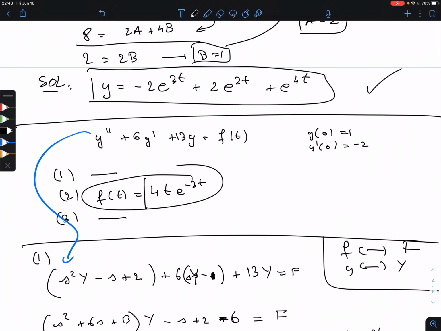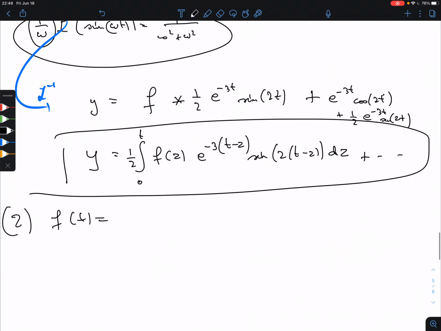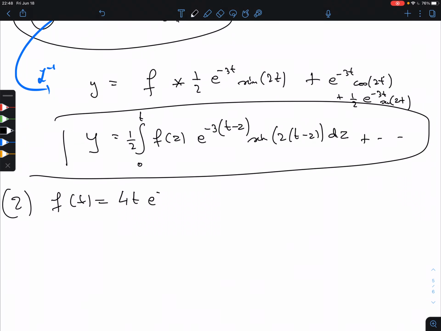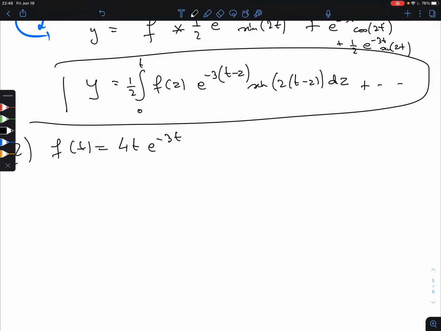Here, 4t e to the minus 3t. So what we need to calculate is now this integral here. So let's write down this integral. Again, the convolution integral, that's not the whole thing, okay? I'm talking to myself now, because otherwise I'm going to forget it.